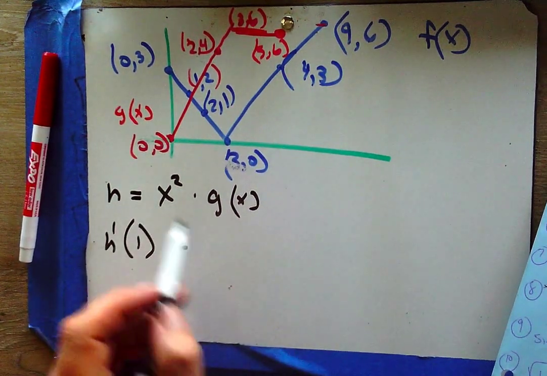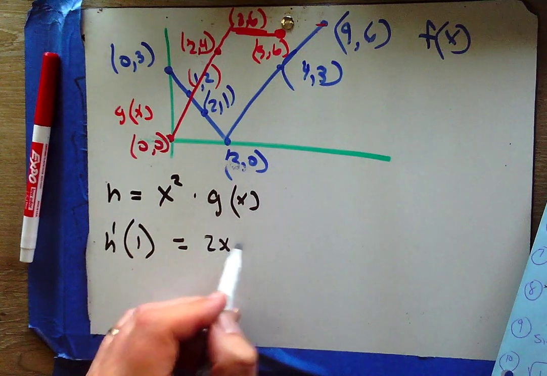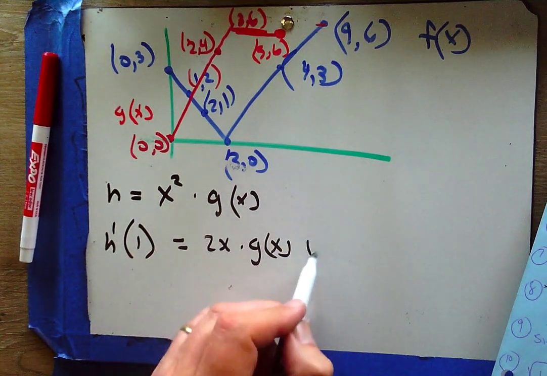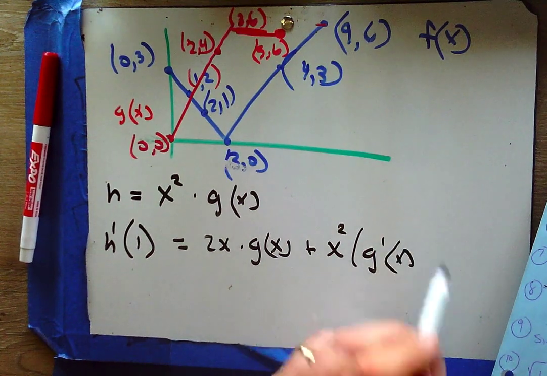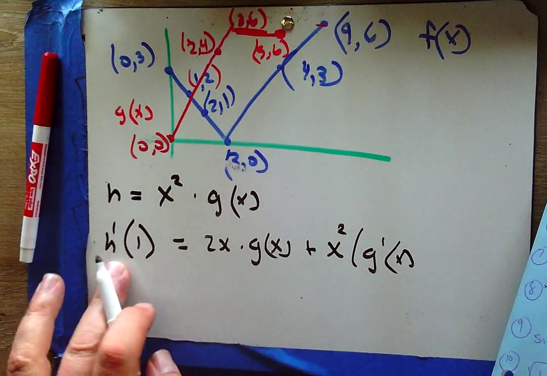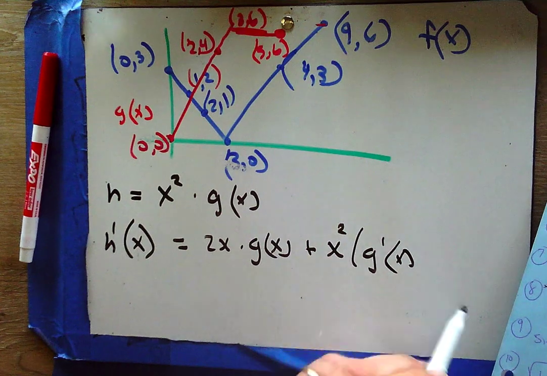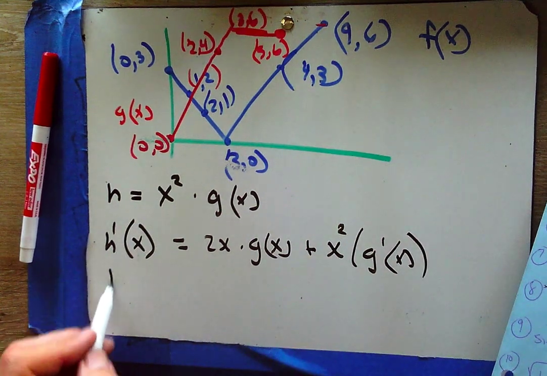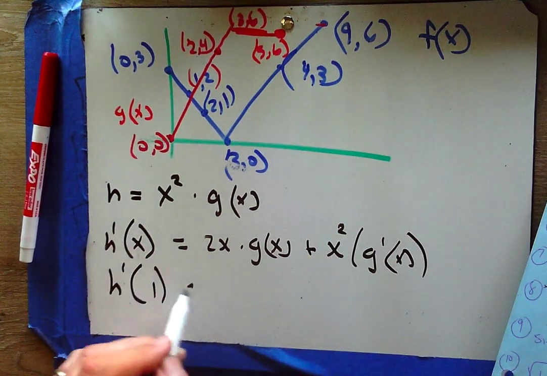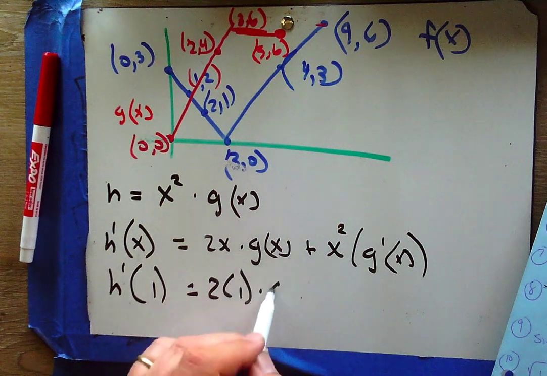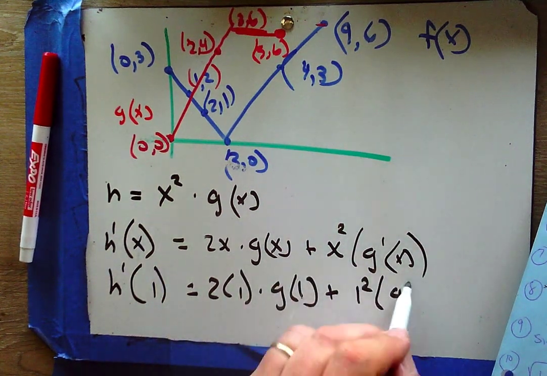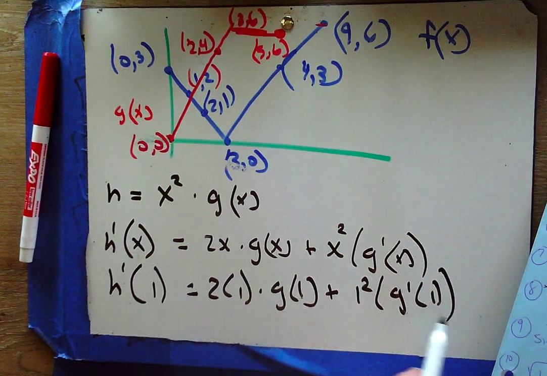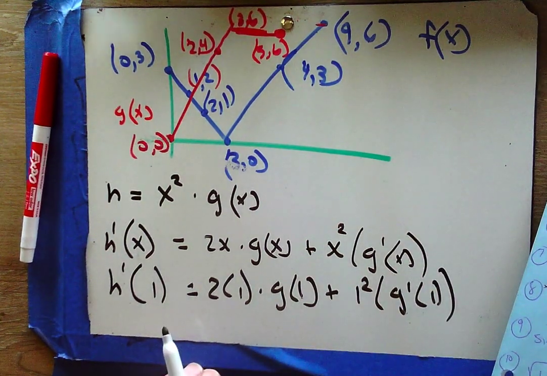So I see a product. Use the product rule: 2x times g of x plus x squared times g prime of x. Now that's not h prime of 1, that's h prime of x. You really have to pay attention to details like that. h prime of 1 is going to be 2 times 1 times g of 1 plus 1 squared times g prime of 1.